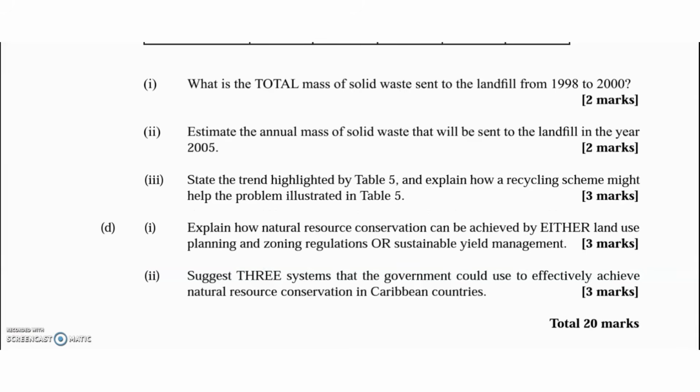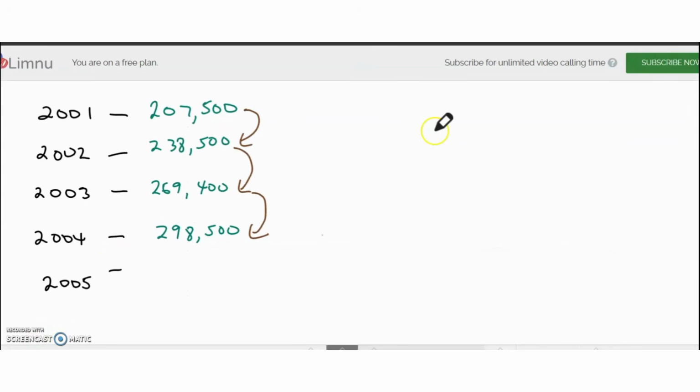All right, so part 2 of the question is to estimate the annual mass of solid waste that will be sent to the landfill in the year 2005. You have to estimate that. Look at this carefully. We have different periods. We start at the end of 2001, so we would not be counting 2001. From 2001 to 2002, that is one period. 2002 to 2003 is another period. 3 to 4 is one period as well.